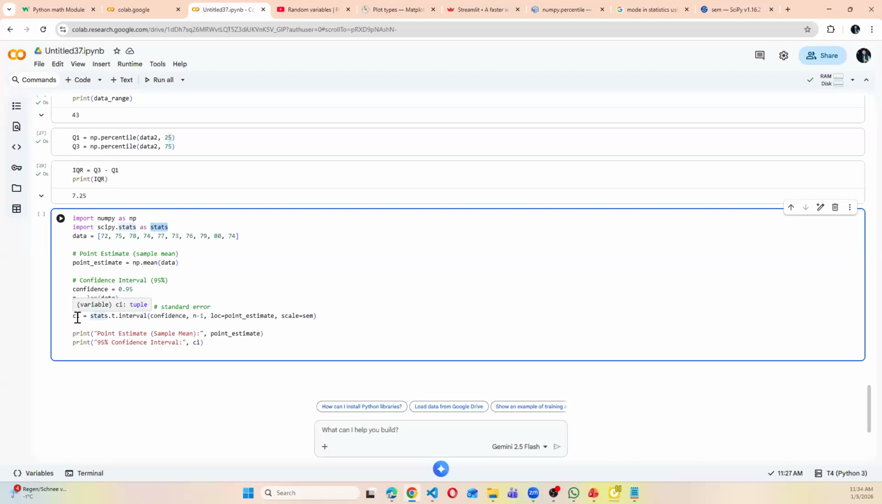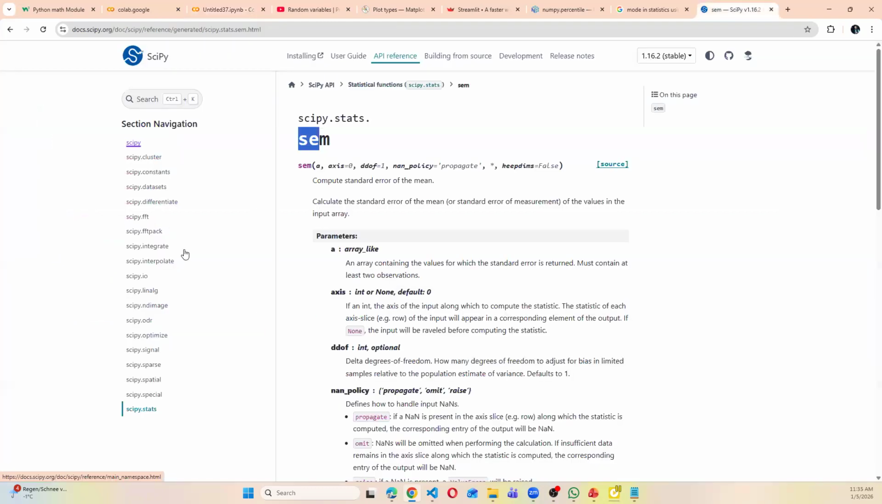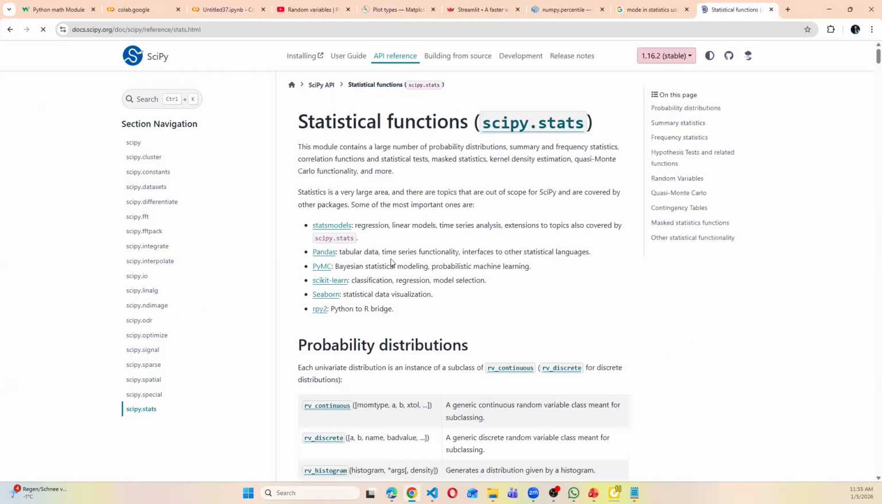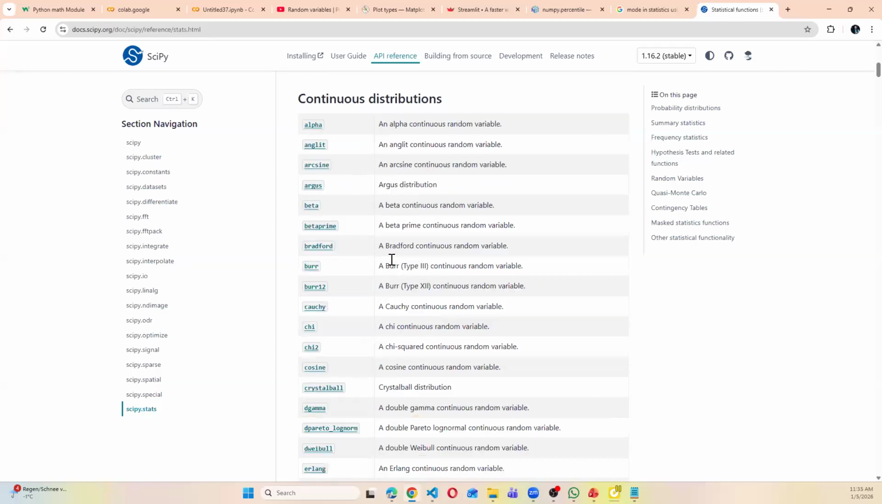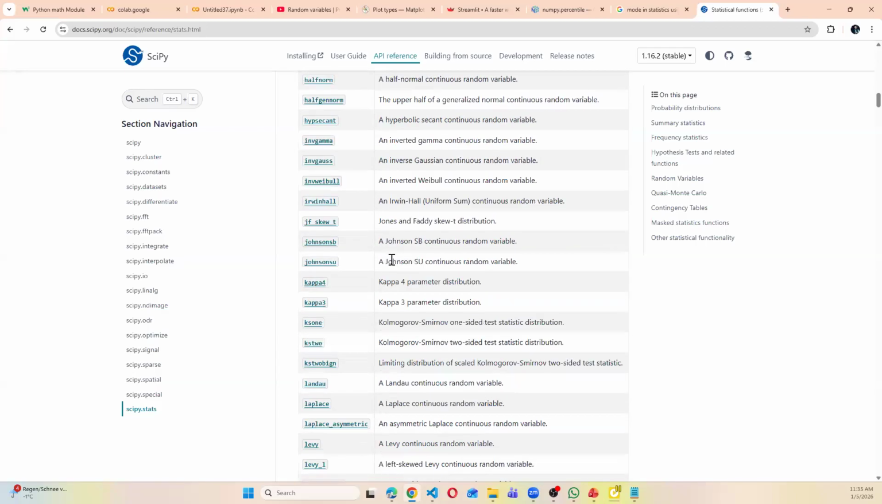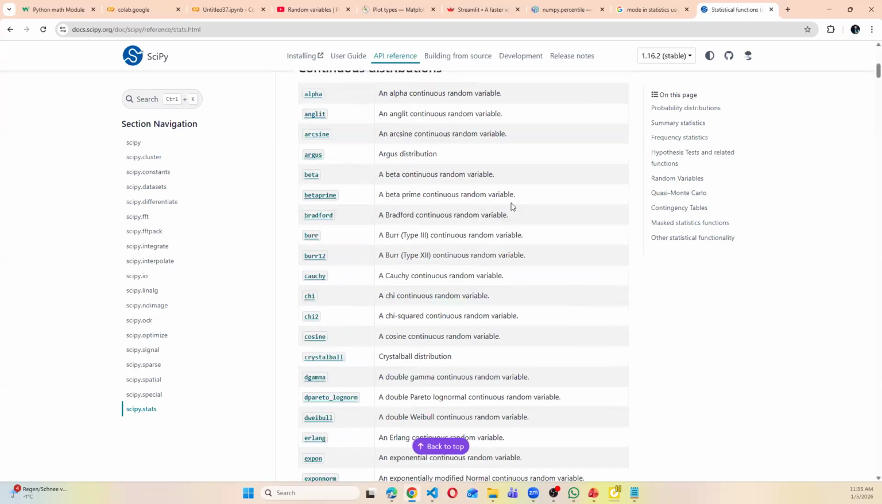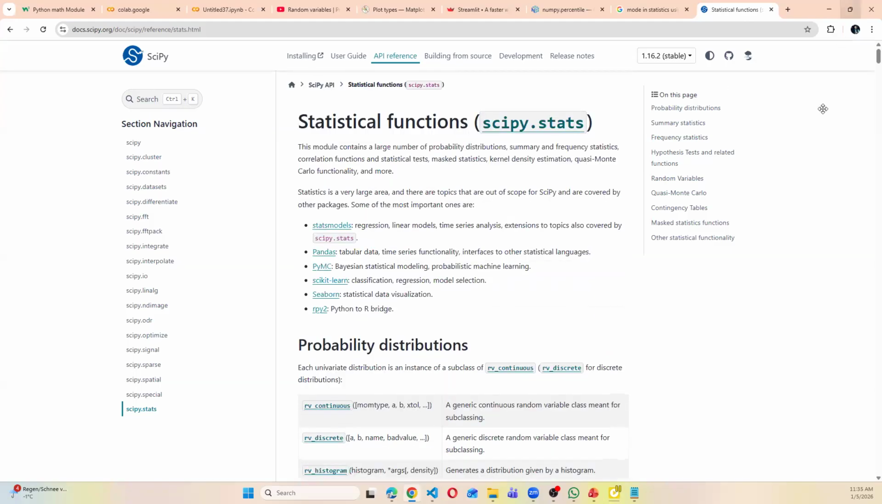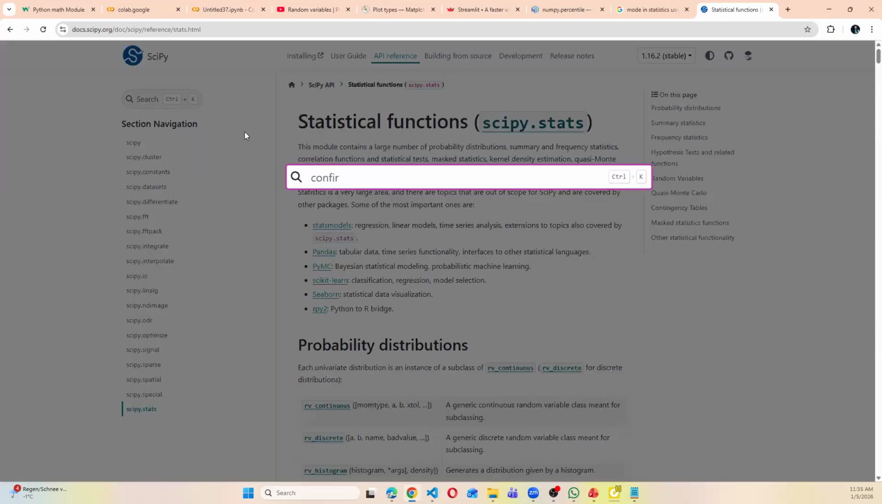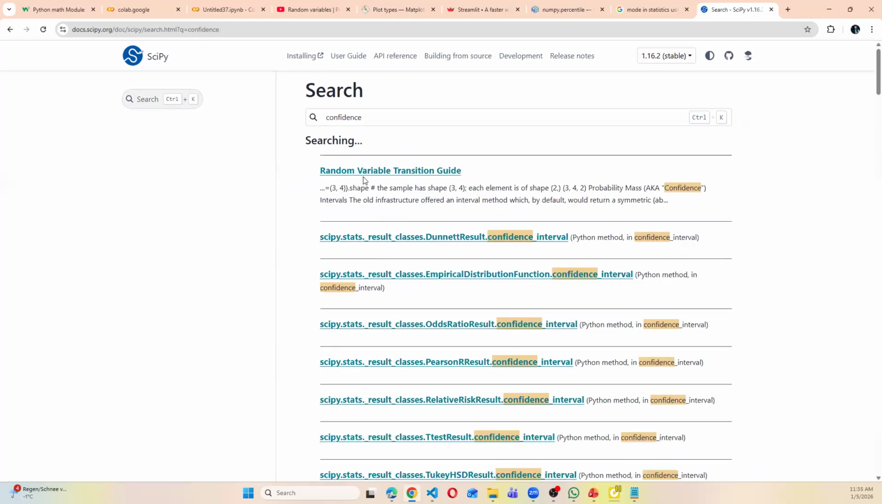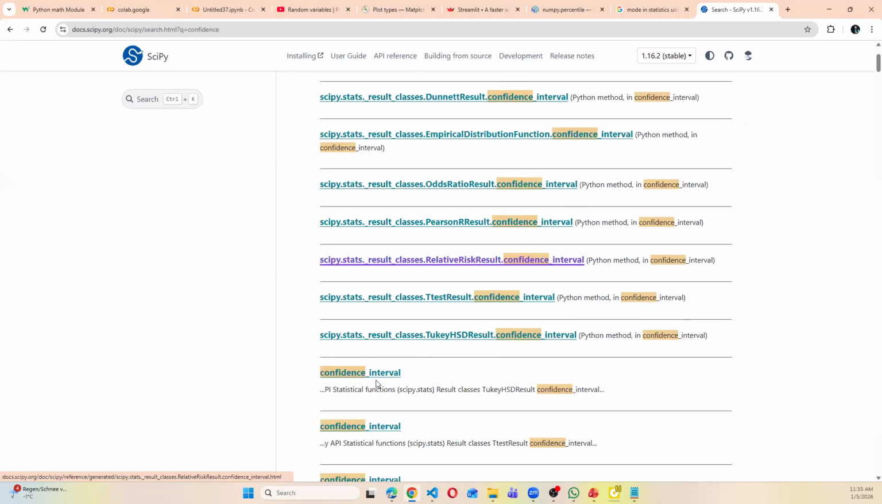And for confidence interval, it's the same. Again, you'll just do t confidence. You can see confidence should be somewhere here, maybe in here. If I go here, let me search. It should be somewhere. Here it is. I say confidence interval.